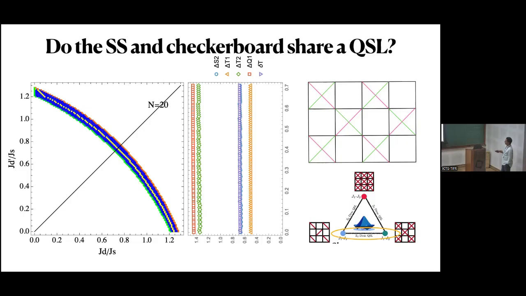And now look at this. This is the level spectroscopy as we go along the vertical axis till here of all the low-lying levels within the different irreps. It's totally featureless. Nothing happens as you go from the Shastry-Sutherland to the checkerboard. There is a river and nothing, and there's no phase transition, it seems, between the two.